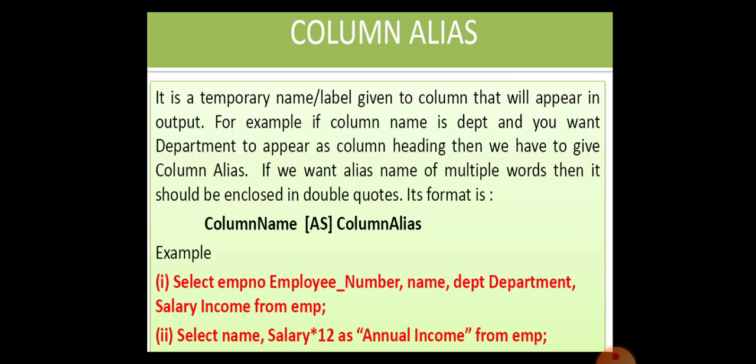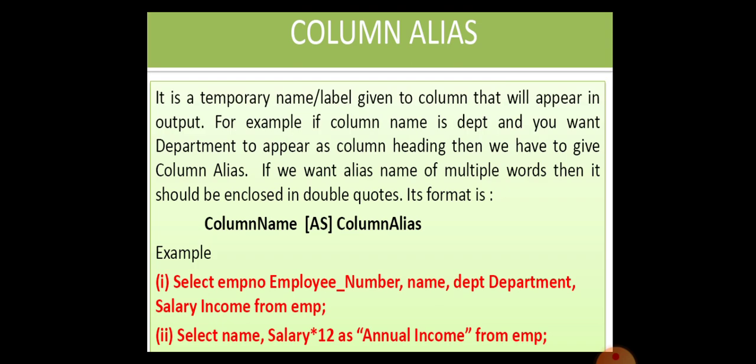It is a temporary name or a label given to a column that will appear in output. Only in output. It doesn't change the column name. For example, if column name is DEPT and you want to display as department, then we have to give column alias. The short form of column alias is AS.